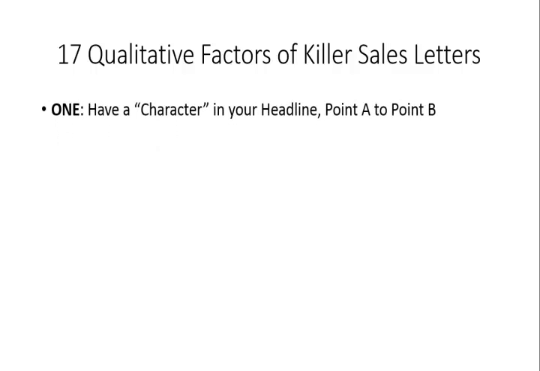Now, principle one: in your headline, make sure that you put in a character, someone that your buyer can relate to. And in general, one of the best ways to illustrate that character is to give them a point A to point B result-oriented story, something where they started out one way and ended up another way. Communicating that in your headline is a way to grab your prospect's attention.